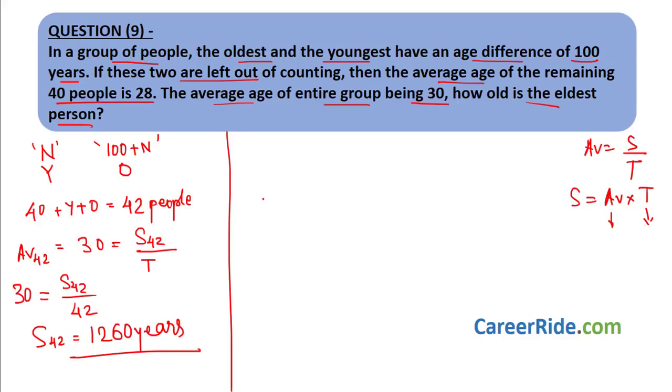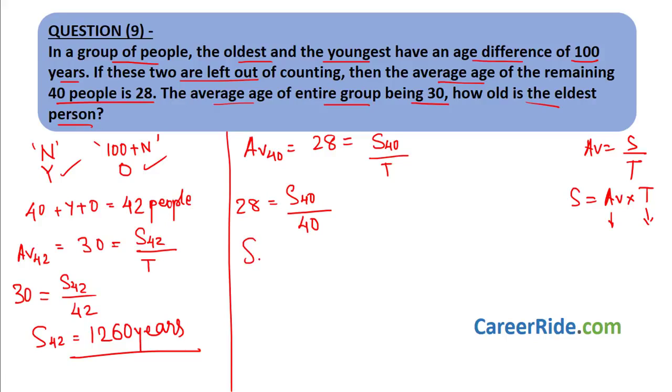Now what they are given is that if you exclude the youngest and the oldest, the average age of the remaining 40 people is 28. That is nothing but the sum of the ages of these 40 people divided by the total number of people. So 28 would be... do we know the sum of the ages of 40 people? No. Sum of the ages of 40 people upon total number of people, which is 40, because we are excluding the youngest and the oldest.